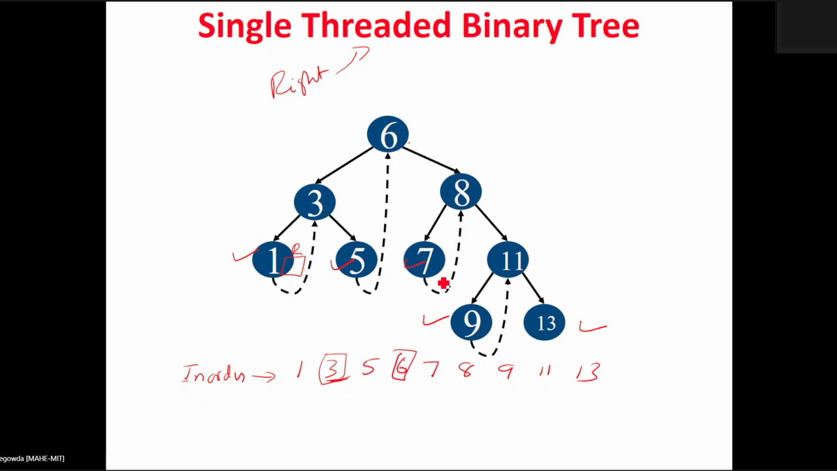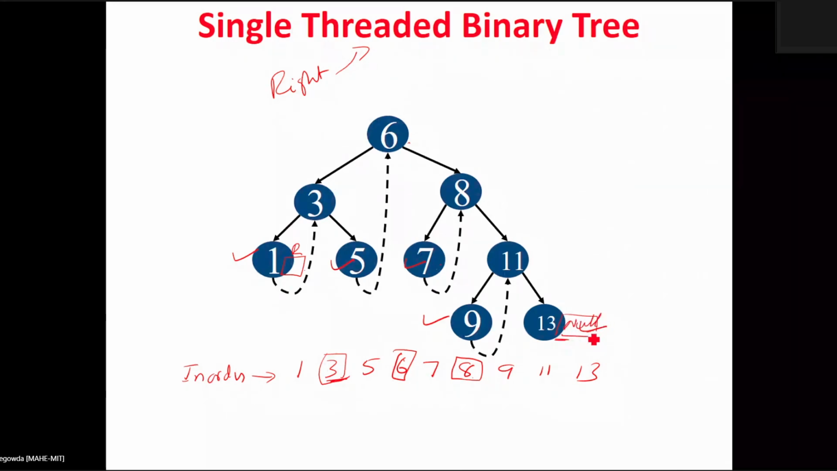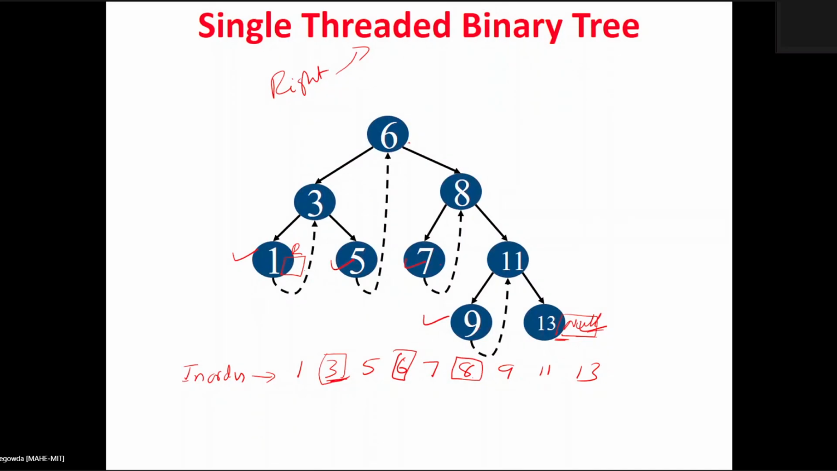Similarly, the right link of 7 is filled with its in-order successor in the in-order traversal, which is 8, so the address of 8 is stored in the right link of 7. Similarly for 9. And if you look at 13, there is no successor for 13, so the right link of 13 is still empty. This diagram shows how we convert the given binary tree into a single-threaded binary tree.